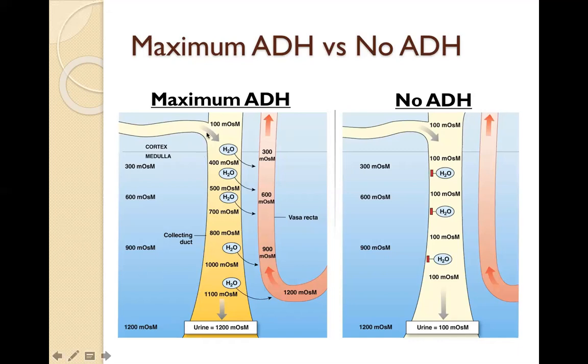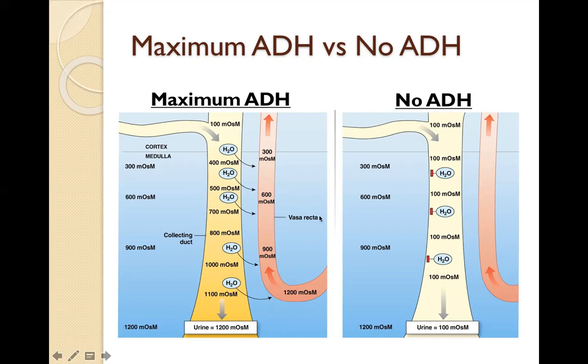So that's why the maximum concentrating ability of the kidney is 1200 milliosmoles, because that's the maximum concentration that you get in the renal medulla. So with maximum antidiuretic hormone, you're getting the most amount of water being reabsorbed, and you're reaching that maximum urine concentration of 1200 milliosmoles.